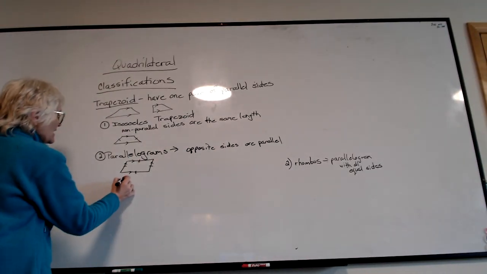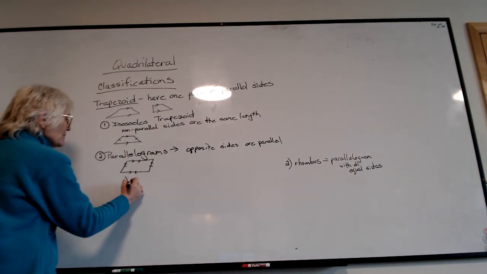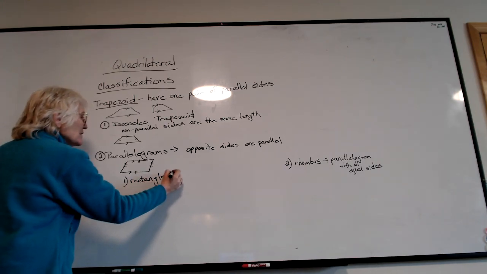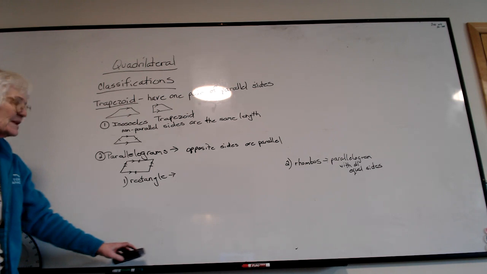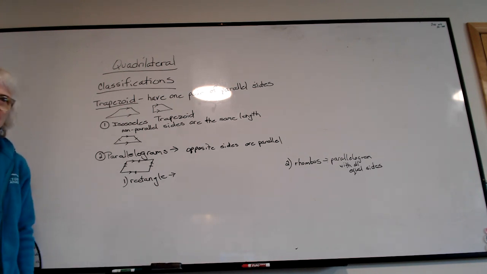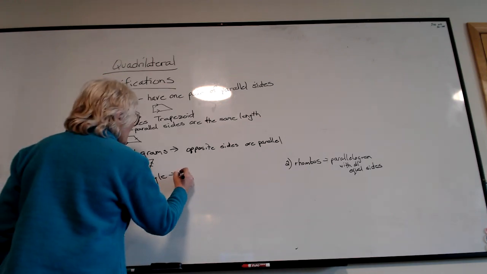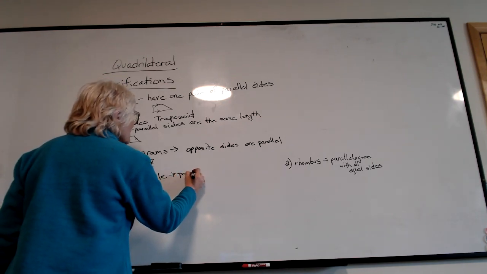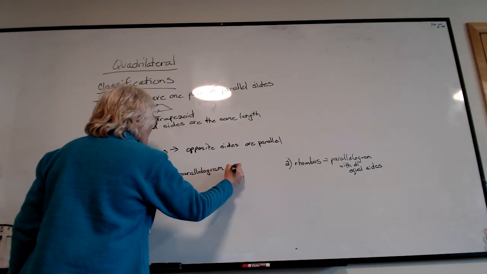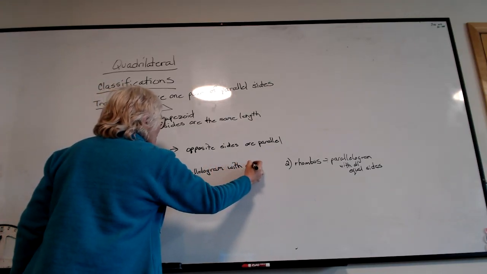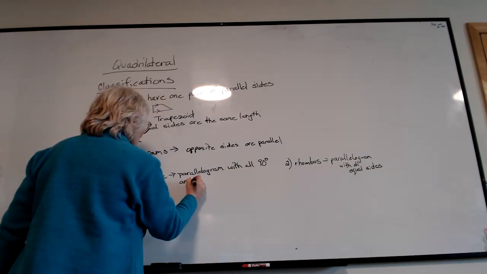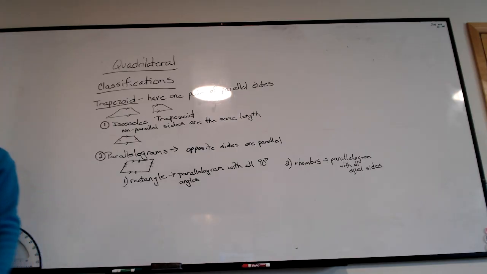The first one inside of a parallelogram is a rectangle. So a rectangle is a parallelogram, but it has 90-degree angles. All angles are 90 degrees. So this is a parallelogram with all 90-degree angles. Remember, there's 4 angles.